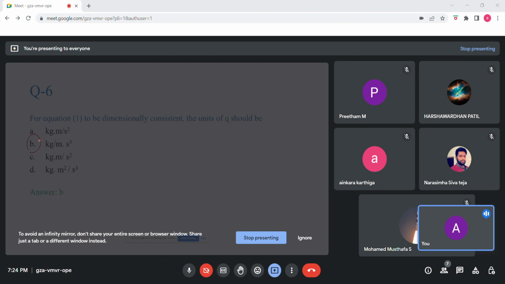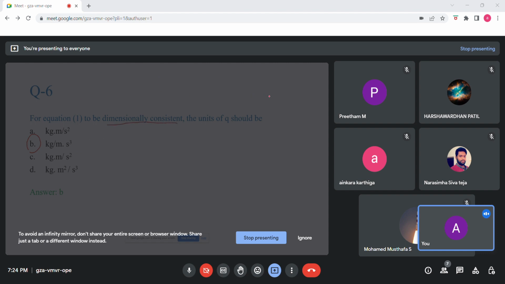To get dimensional consistency, we need to substitute all the known units for the other terms in the equation. Then we get the unit for the unknown, such that the equation will be dimensionally consistent.